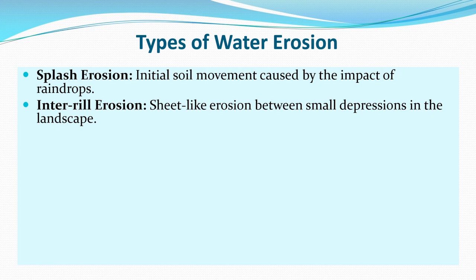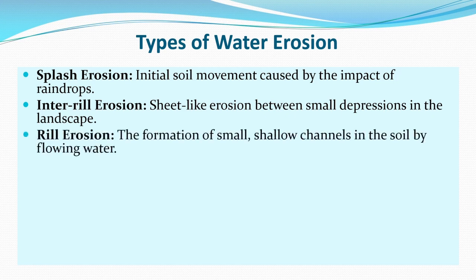Sheet-like erosion that occurs between small depressions in the landscape is called inter-rill erosion. Rill erosion. When small shallow channels in the soil are formed by concentrated runoff, that erosion is called rill erosion. If these erosions are not checked, the size of rills may become gradually larger and they develop into gullies. So gully erosion is the development of deeper and wider channels in the landscape due to flowing water.